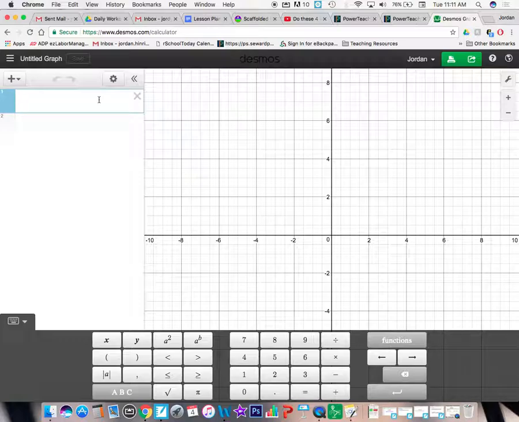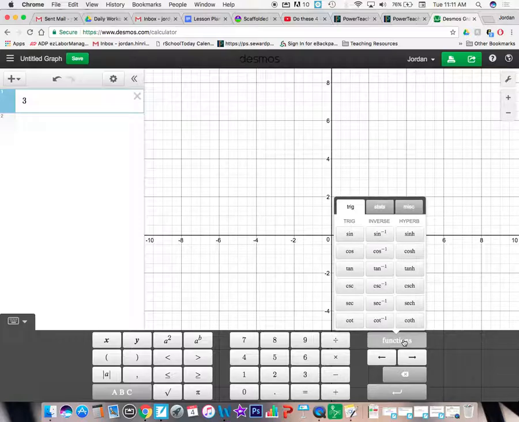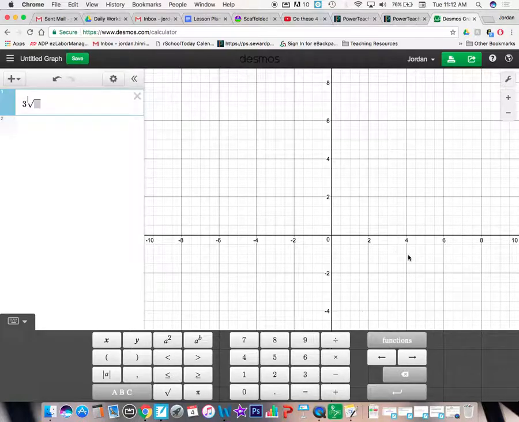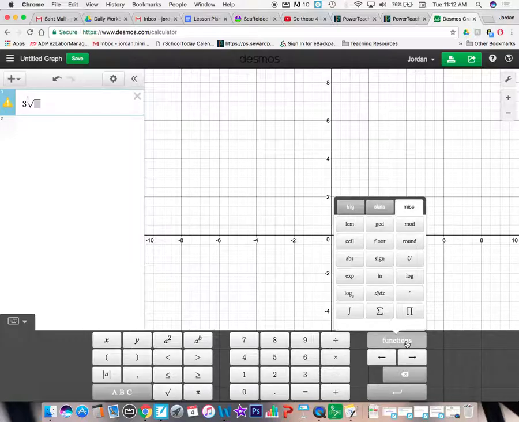So to do a cube root, you guys got it written down or not? You're just looking at it on the screen? So that's what Desmos looks like. So it's 3. And to do a cube root, you got to go to functions. It's this little function deal above your arrows. And then you go to miscellaneous. And then you have this button. Okay, so again, miscellaneous and then the n root.